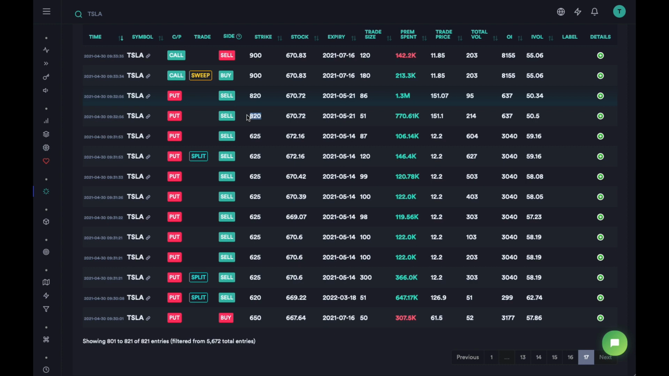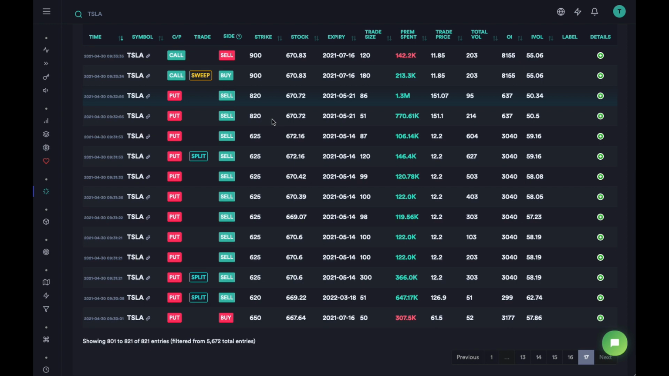Obviously no one wants to do that, which is why someone just sold this put, because they are expecting the price to be above $820 by May 21st, and at this point in the day it is April 30th. So in just 21 days they are expecting the stock price to reach a high price from 667. They're maybe expecting it to reach 830, 840, or anything above 820, because as long as it's less than 820 they'll actually have to buy the shares at 820 per share.